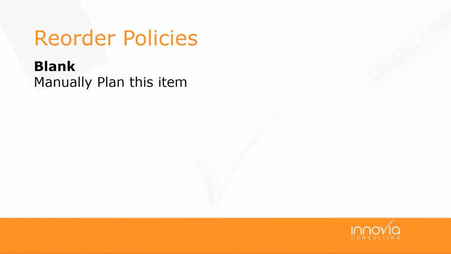So the choices are, we're going to go with blank. Blank is legitimate for some items. You may have a purchased item that you buy twice a year from overseas, and that's how you control it. You don't really need planning to give you any recommendations. You keep that offline.